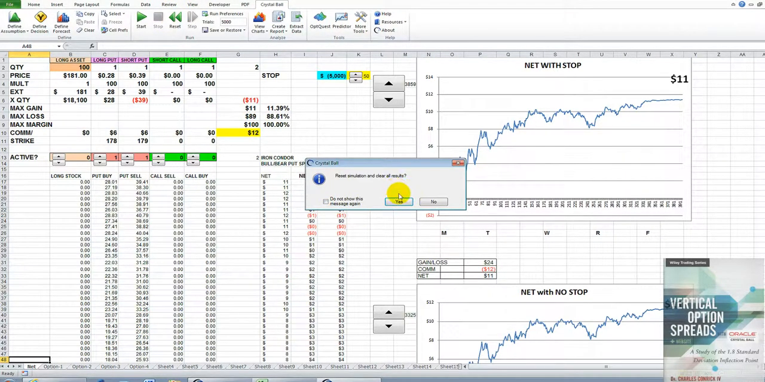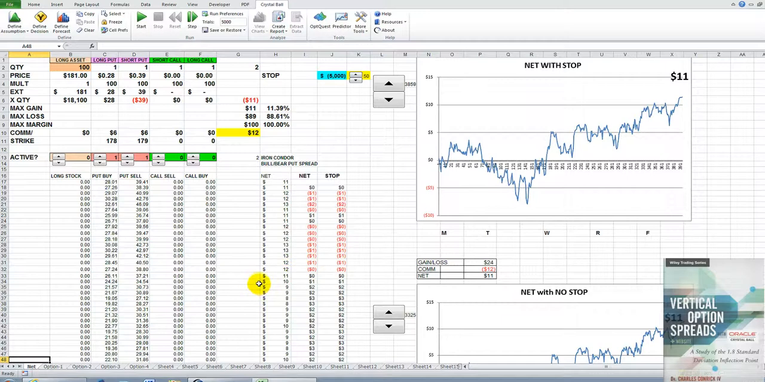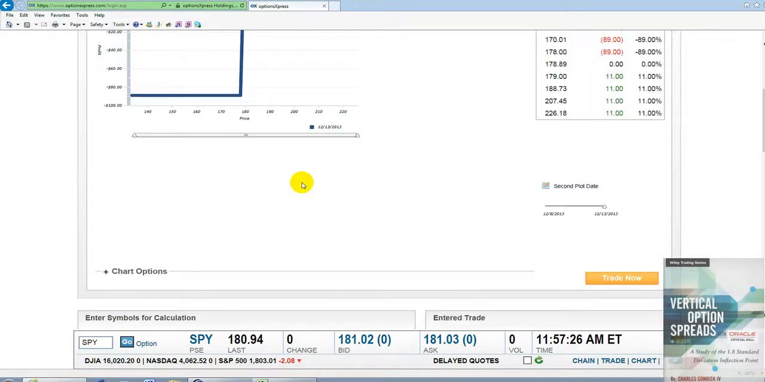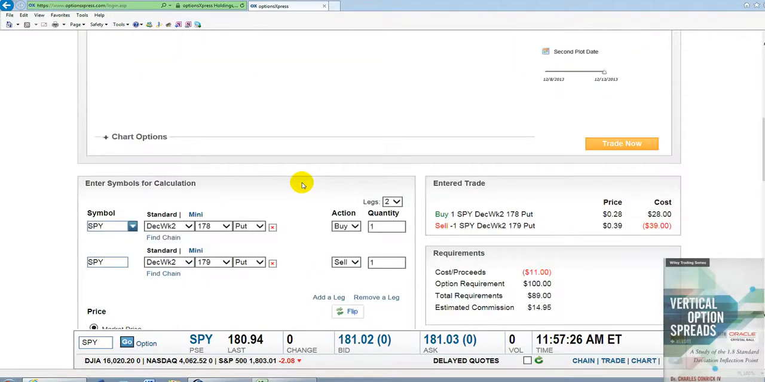Now, let's pretend that you think that the SPY is not going up, it's going down. Well, then you could try a bear put spread. So we're going to go into the options express trade. Now with a bear put spread, generally speaking, you want to be over the top.